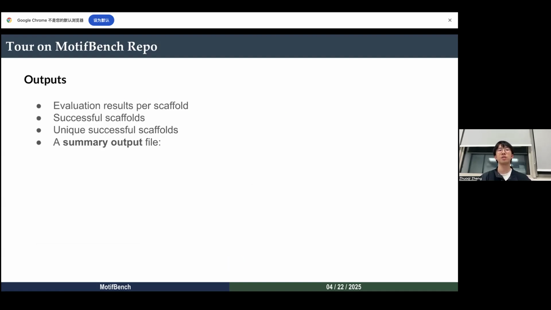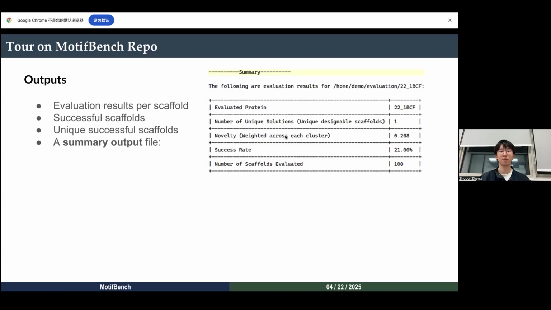So what do we see in the outputs of the evaluation? We have evaluation results per scaffold, which are contained in a big CSV file, and also some summarizing metrics, such as the three main metrics: the success rate, the number of unique solutions, and the novelty.